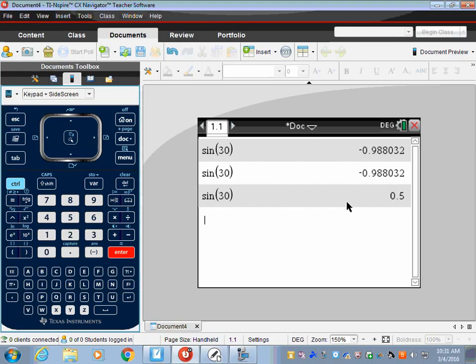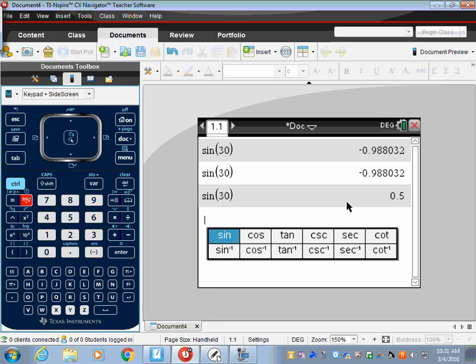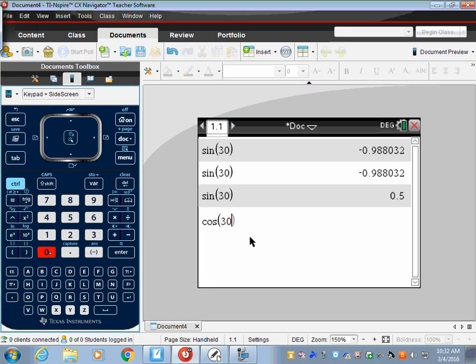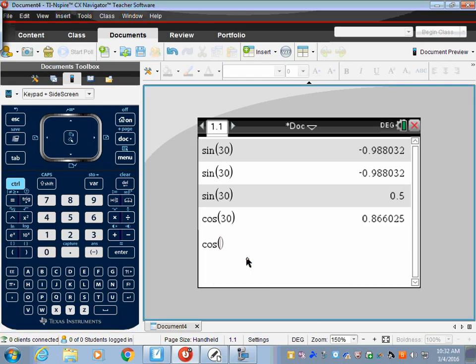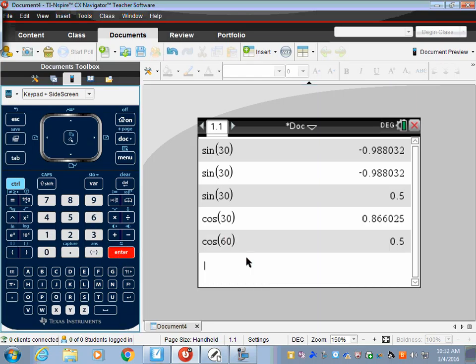All right, so sine of 30. What's the complement of 30? Yeah, 60. All right, so do the cosine. Now do the cosine of 60. And what happens? Oops, I did cosine 30. Cosine of 60. Yeah, hit it again. Did you get the same answer? Okay, so that's the first little relationship with trig.